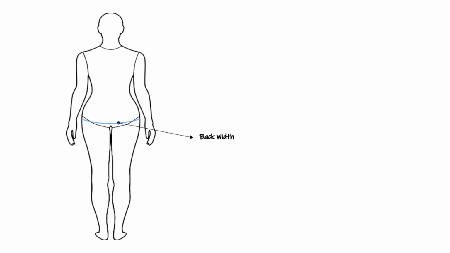Hip circumference, measure around the widest part of your hips. Front width, measure from side seam to side seam at hip level. Back width, measure it or just subtract the front width from the hip circumference.